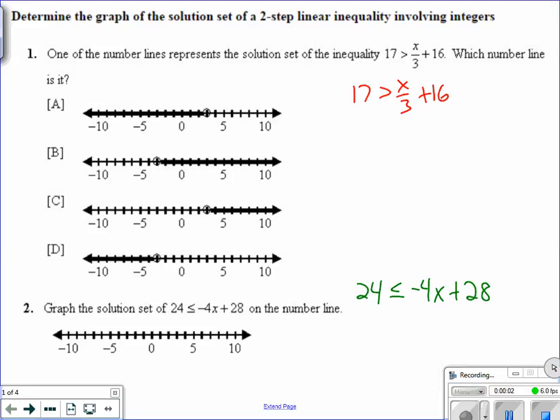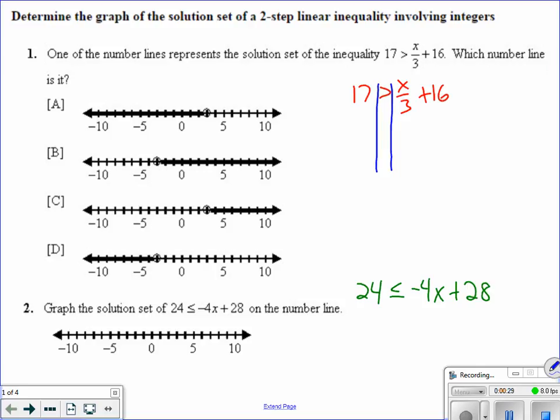All right, we are going to look at solving and graphing some two-step linear inequalities here. So the first problem we have here is 17 is greater than x over 3 plus 16. The first thing I need to do is put some lines here on my greater than symbol to remind myself that I've got two sides to this inequality. Okay, I want to get the x all by itself.